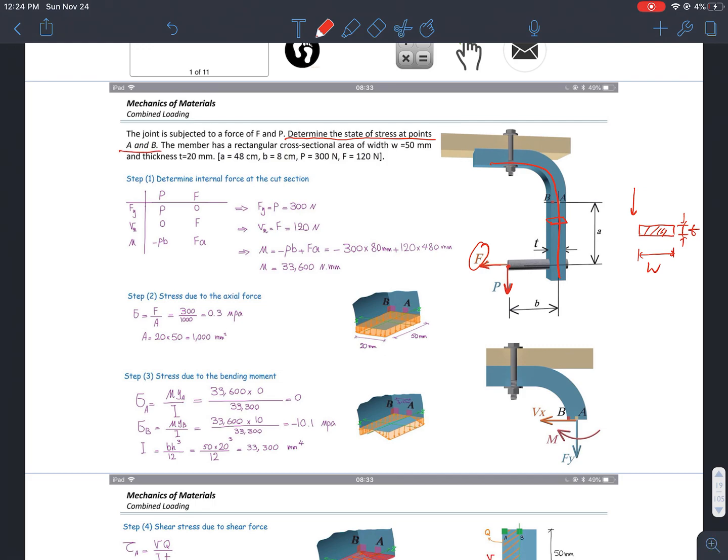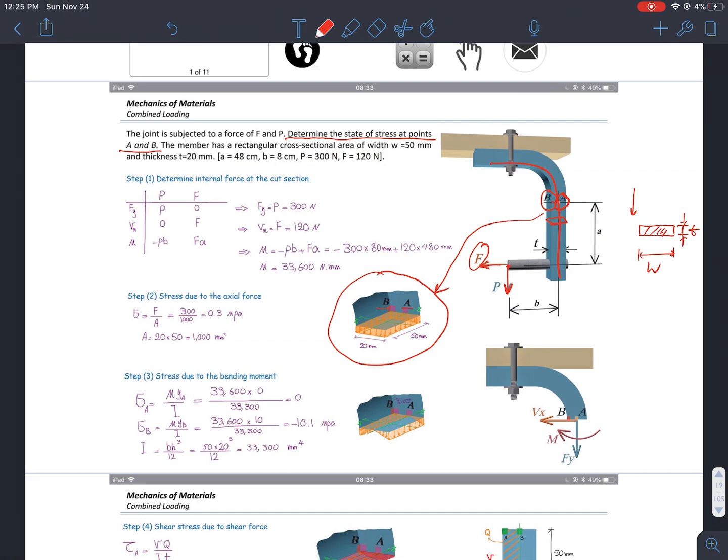So we have to be careful with the combined loading problem. Whenever we have a combined loading problem, we are asked to find the stress at a certain point. Notice that we need to find the stress on the corner, which is B, and in the middle point of the side at A. This is the zoomed-in image. So I need to find the stress at point B and at point A.